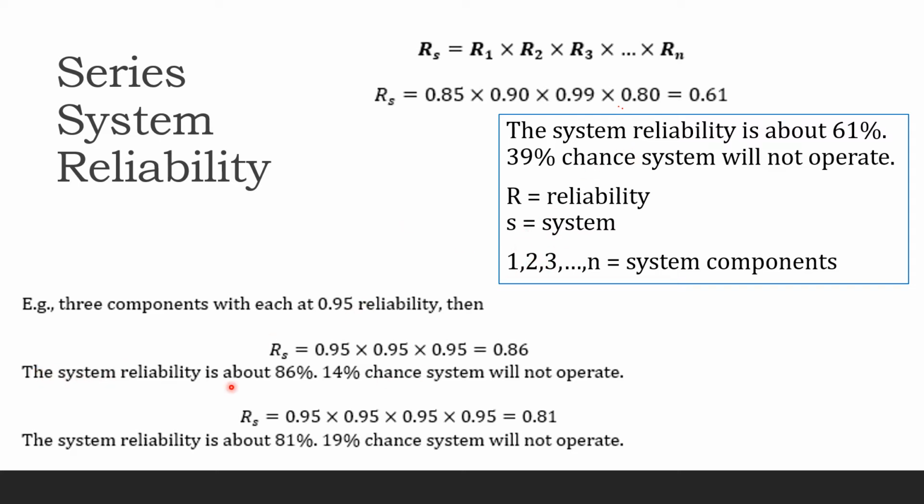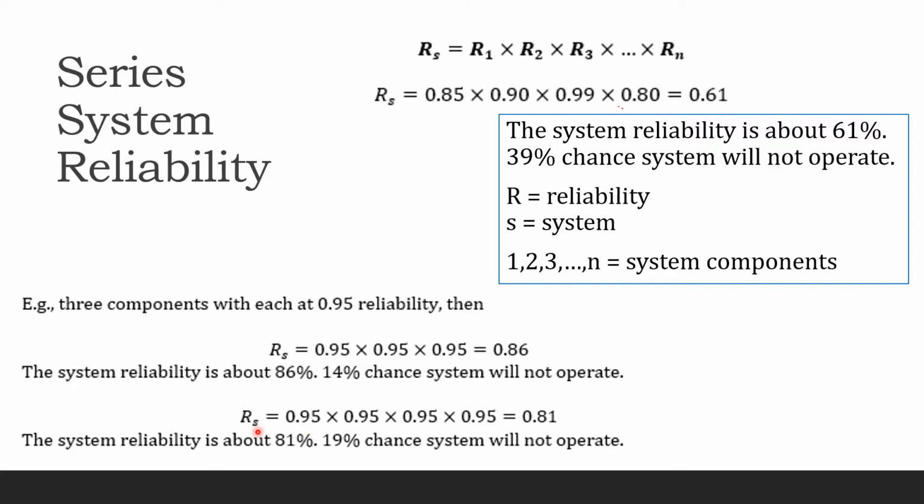So anyway, the system reliability is about 86%. That's a 14% failure. We take 86 out of 100, and 100 minus 86 will give you a 14% chance the system is going to fail. Right? Great. Another one, I have 4 components, 95% each.